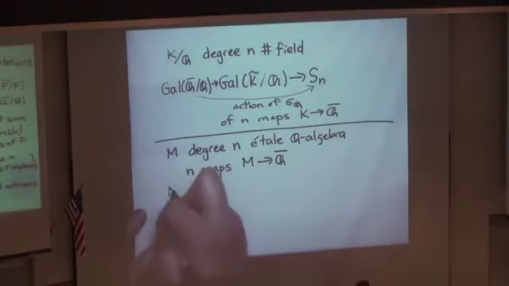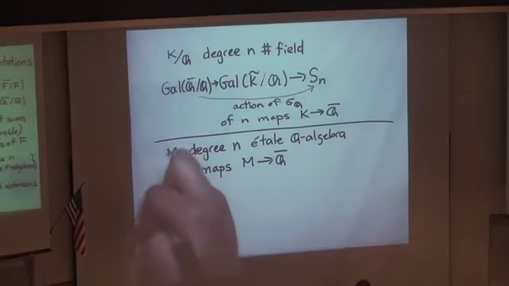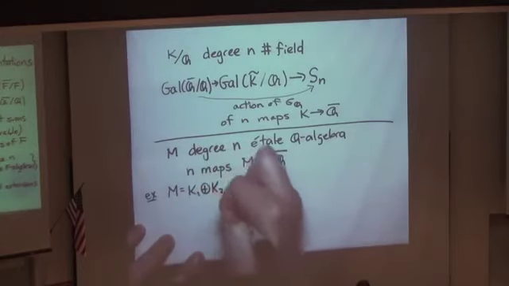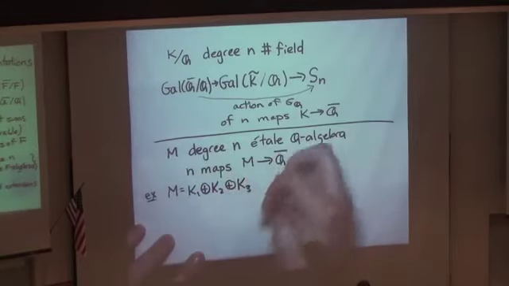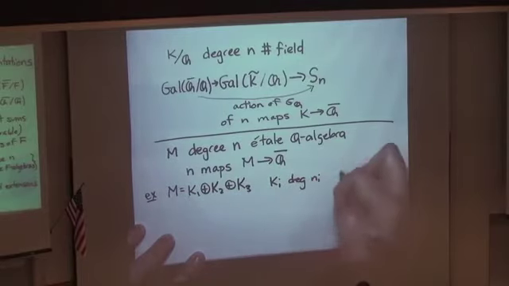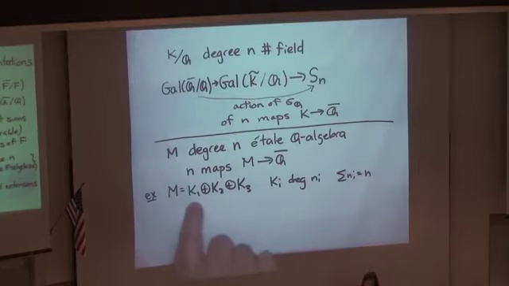Remember, this is just, say, a direct sum of field extensions. So maybe it's K1 plus K2 plus K3. Say Ki is degree Ni, and the sum of the Ni's is N. That's what makes M a degree N étale Q algebra. So these K1, K2, K3 are just number fields of various degrees, and their direct sum is a Q algebra.